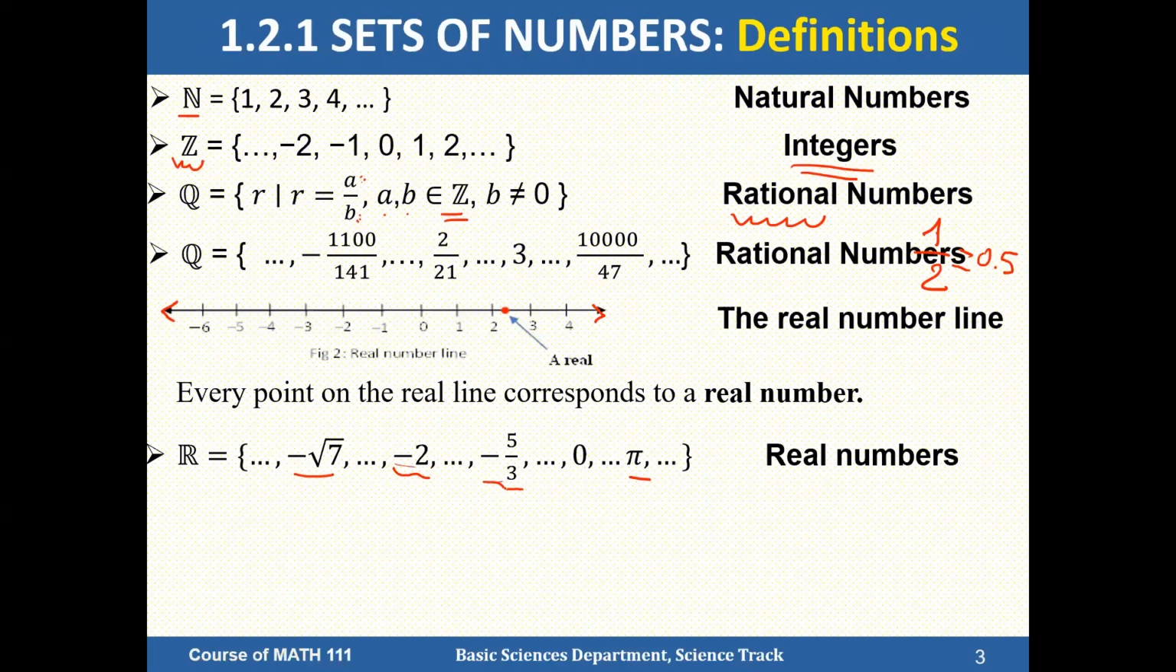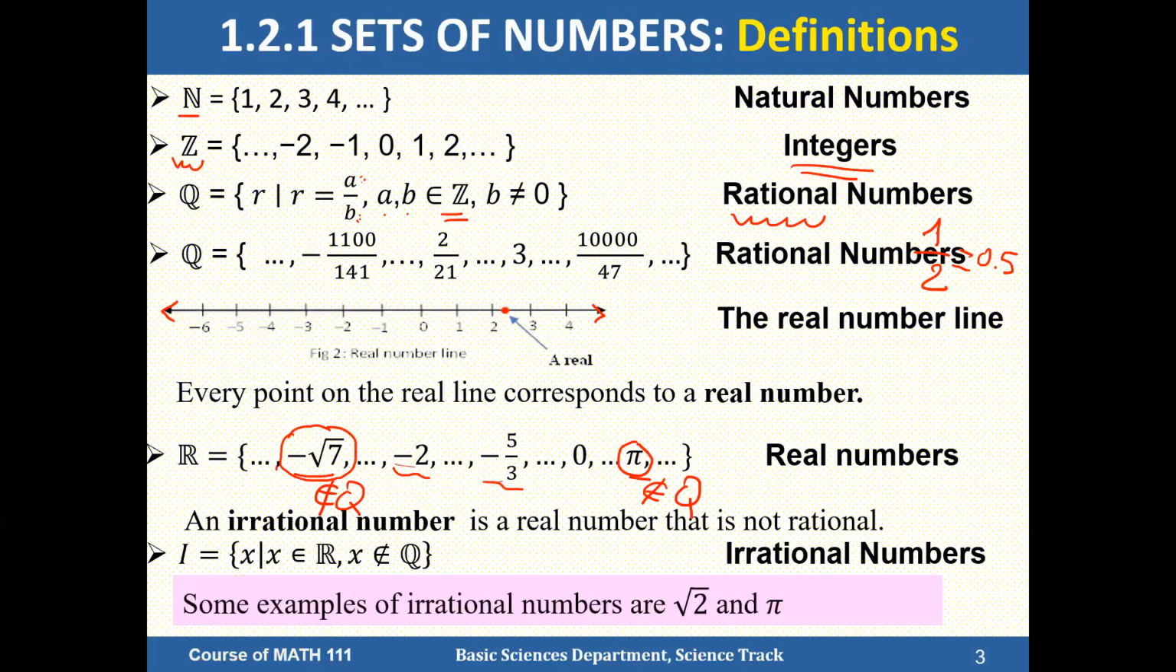Some real numbers are not rational numbers, like -square root of 7 and pi. We'll see that these two elements are not in Q. They are not rational. They are not ratios of two integers. The elements which are not rational are called irrational.